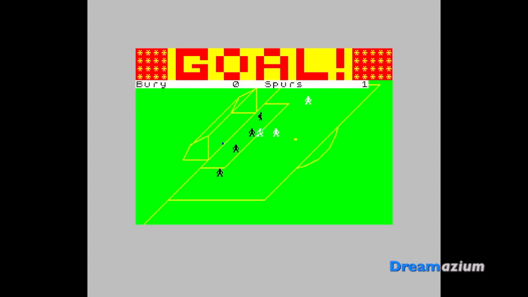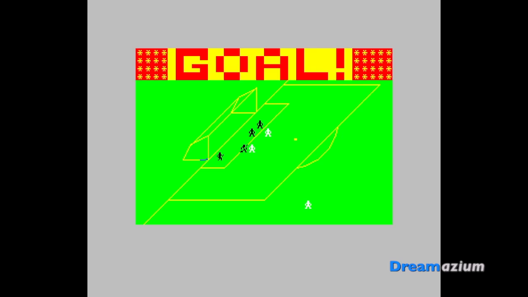And Spurs are on the attack. And oh, it's in the back of the net straight away. And Spurs are on the attack again. Oh, and this time it goes in the bottom corner. Well done.